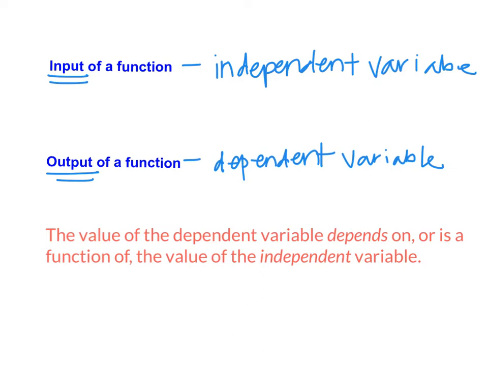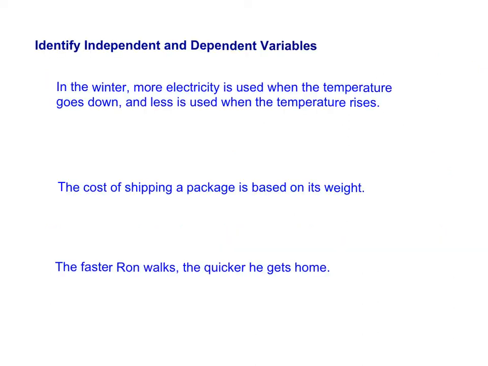So let's go ahead and write this in our notes. I know it's kind of a lengthy sentence, but the value of the dependent variable depends on, or is a function of, the value of the independent variable. So that's the relationship between your independent and dependent variables. So we can apply this to some situations where we are identifying the independent and dependent variables.